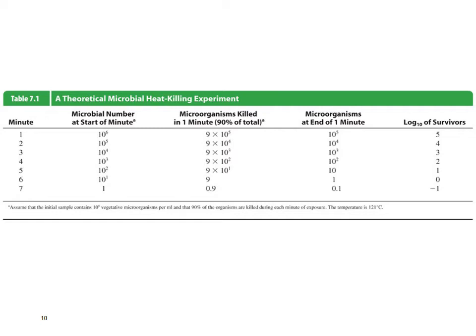So at the end of the first minute, 90% of the microorganisms are killed, and this leaves us with 10^5 microorganisms remaining. At the end of the second minute, 90% of those microbes are killed, which leaves us with 10^4 microbes remaining. At the end of the third minute, 10^3 remaining. Fourth minute, 10^2 remaining, and so on. And you can see that by the time we get to the end of 7 minutes, we have effectively killed all the microorganisms in that sample.